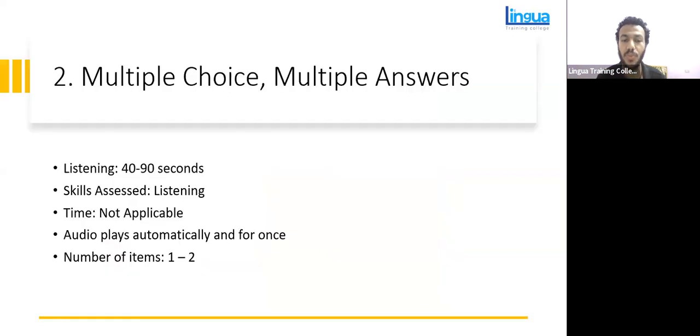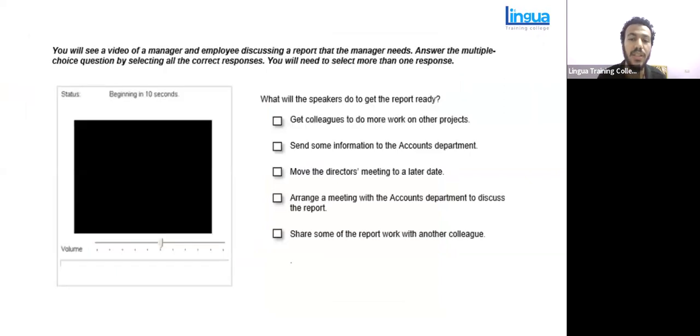Moving to the next question: listening, multiple choice, multiple answers. This is very similar to reading, multiple choice, multiple answers in terms of scoring. What you're going to listen to here is about 40 to 90 seconds. The question comes once or twice. Listen and choose. Maybe there's a video; it plays automatically. You just get 10 seconds or so to read the question and the answers.